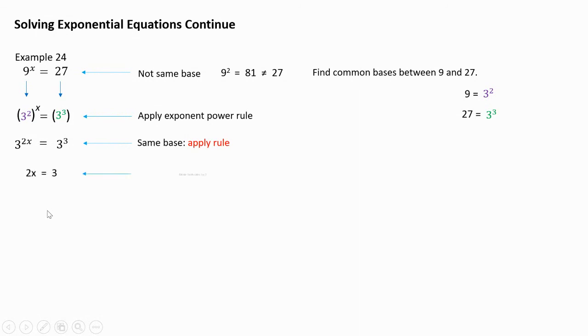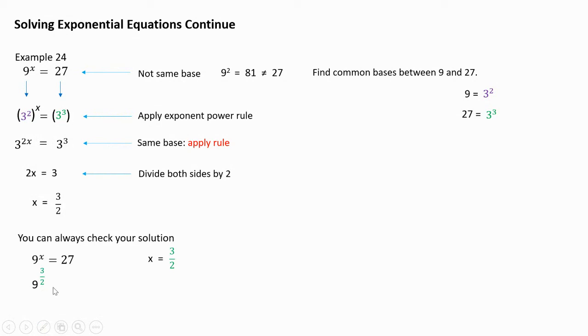Now we divide both sides by 2. So it's going to give us x equals 3 over 2. And again, let's always check our work. If you plug in 3 halves for the x, 9 to the 3 halves will give us 27. So I know this is a solution.